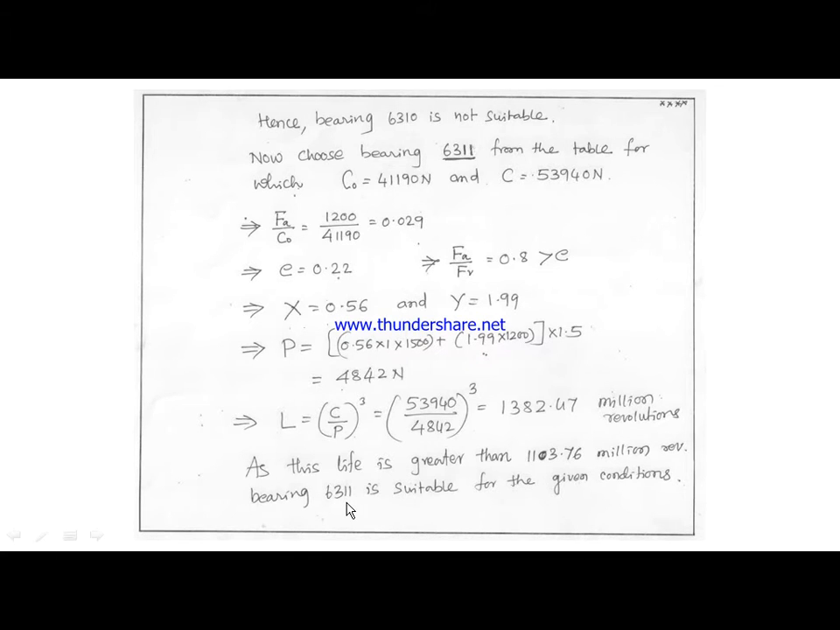So 6311 bearing is suitable, and the shaft diameter is what? 11 into 5, that is 55 millimeter. Shaft diameter is 55 millimeter and the bearing is 6311. It is the appropriate bearing. So students, that brings us to the end of part 3. I hope you have got the flavor of different types of problems as far as the selection of rolling element bearings is concerned. Thank you for your attention.